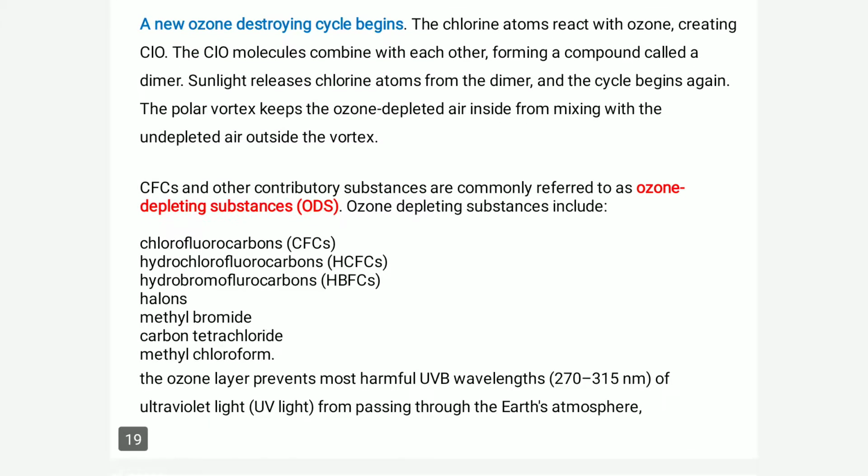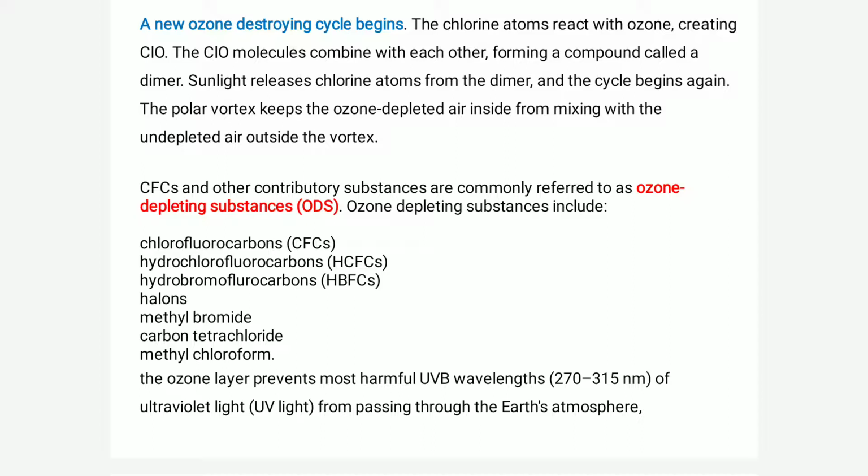Now we have certain ozone depleting substances, mainly CFCs or chlorofluorocarbons, hydrochlorofluorocarbons, hydrobromofluorocarbons, halogens. Together we can call them halogens because they belong to the halogen family. Also methyl bromide, carbon tetrachloride, methyl chloroform.